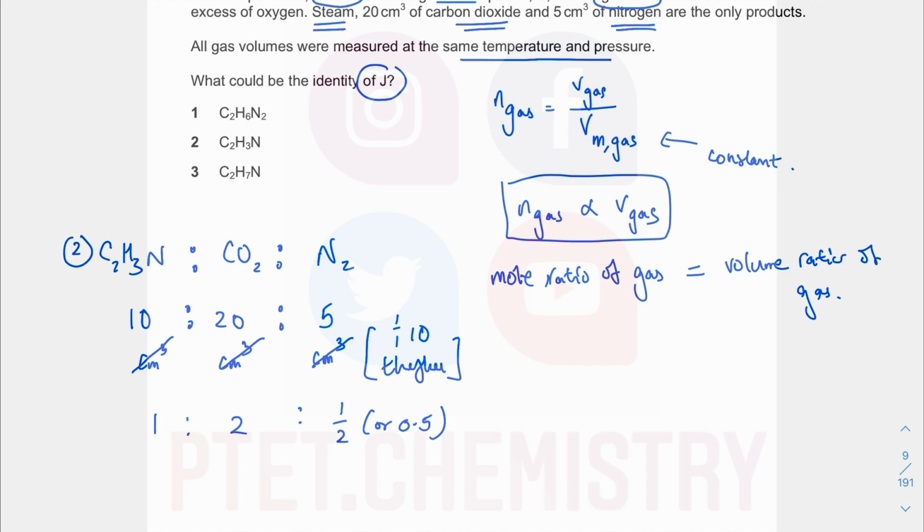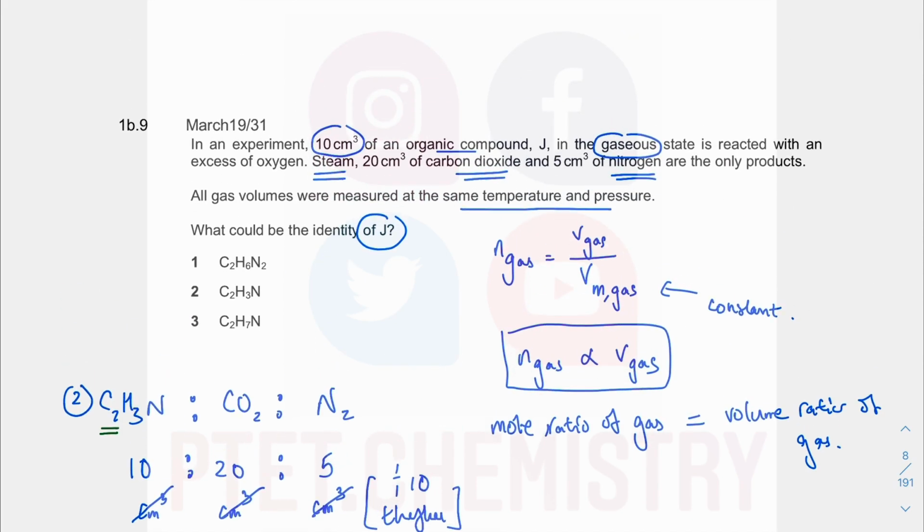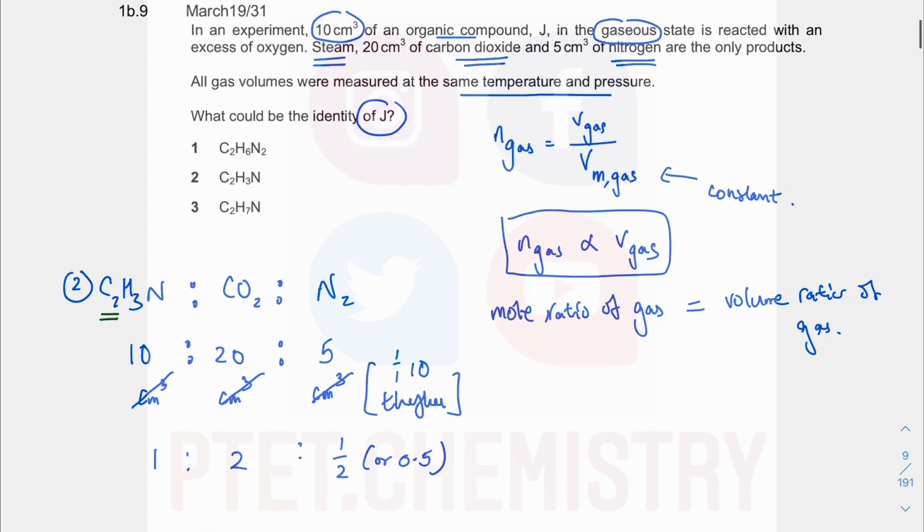Is that correct? Well, have a look at the formula. The formula has 2 carbon. You only get steam, which has no carbon. You only get nitrogen, which has no carbon. So all the carbon in the carbon dioxide must have come from the thing that you combusted, which contains carbon. So it's got 2 carbon. One of these has 2 carbon, so it will give you 2 mole of CO2 in the balanced equation.